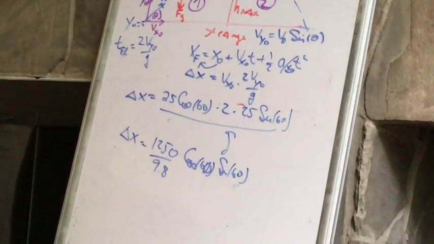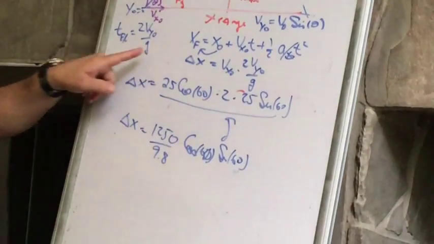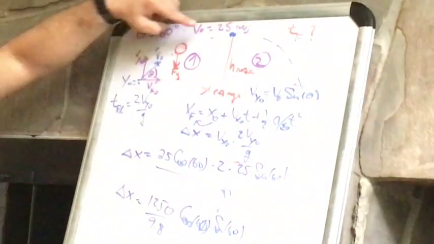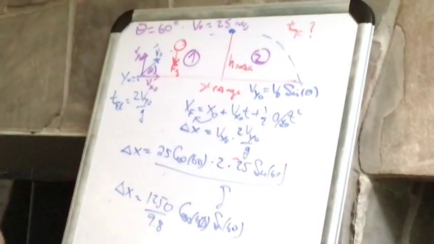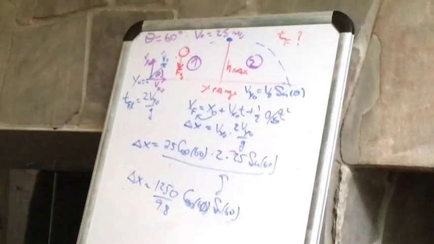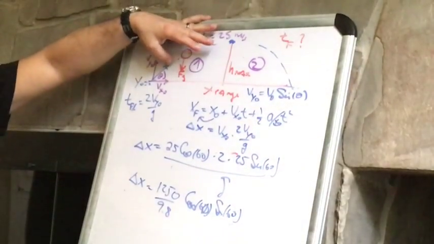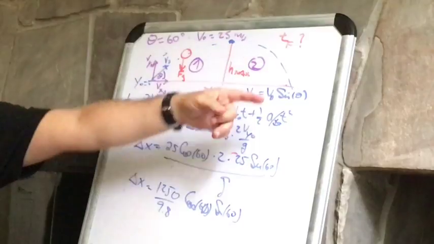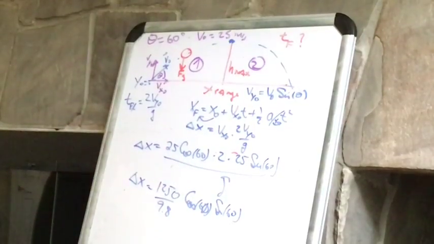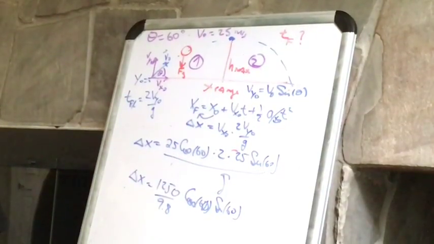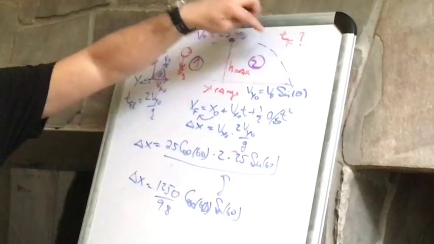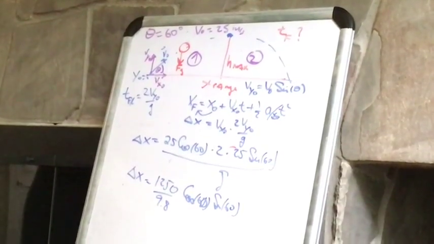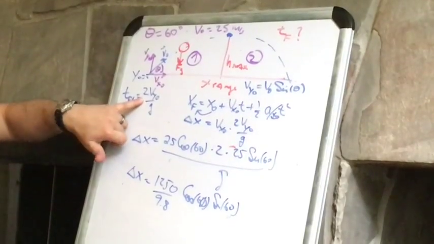Why is it being multiplied by 2? The time here is the time of flight, which is this time plus that time. And remember, the times are the same. So if this time is vy0 over g, and this time is vy0 over g, then the total time is 2 vy0 over g. If this time is 5 minutes, and this time is 5 minutes, then the total time is 10 minutes, right? So that's where the 2 is coming from.